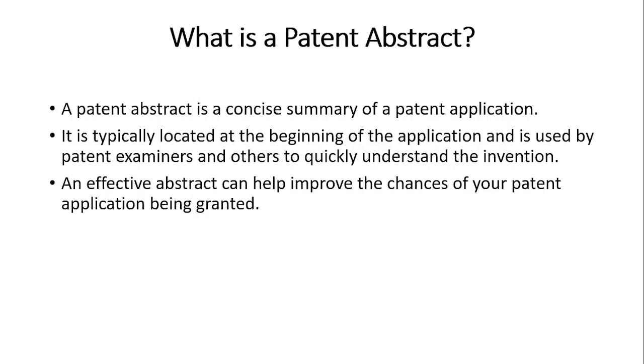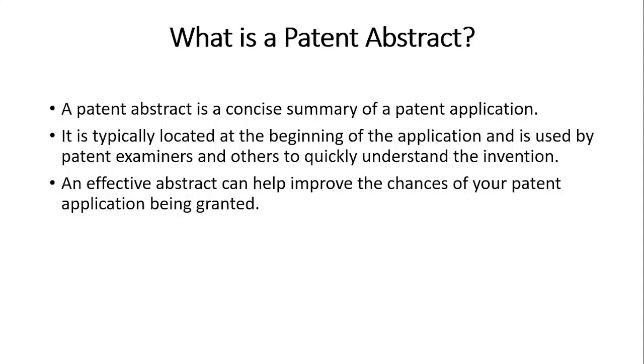What is a patent abstract? So, step 1 is the abstract, which consumes 150 words. But what is an abstract? A patent abstract is a concise summary of a patent application. Just like in journal work, you may write an abstract. Likewise, you may write one here, but this abstract is different from those things, and I will explain.